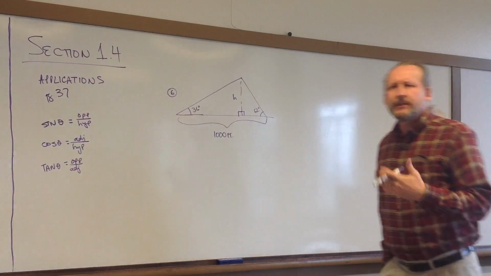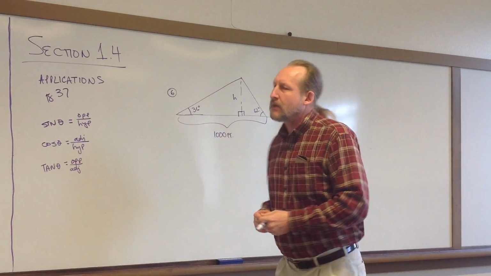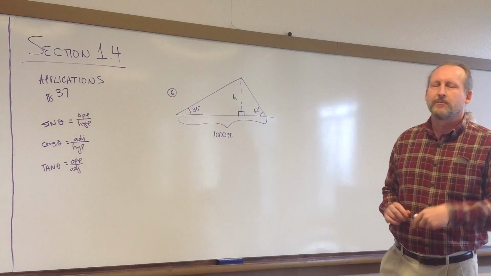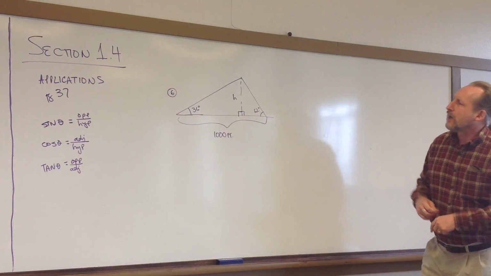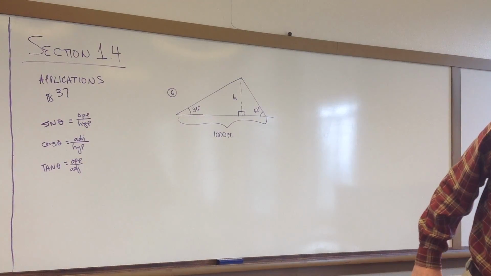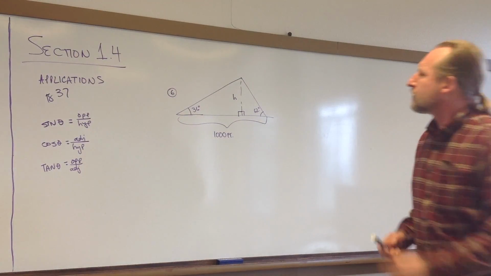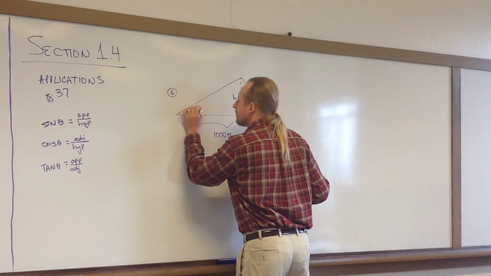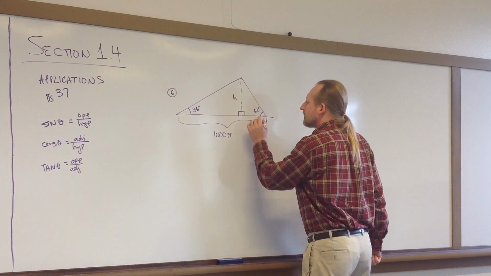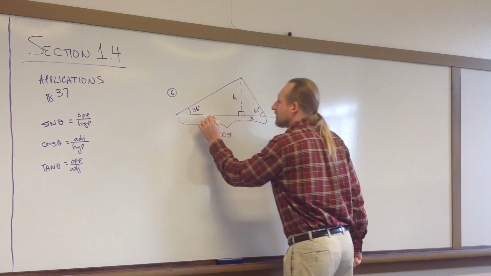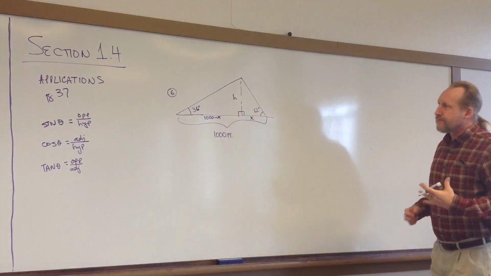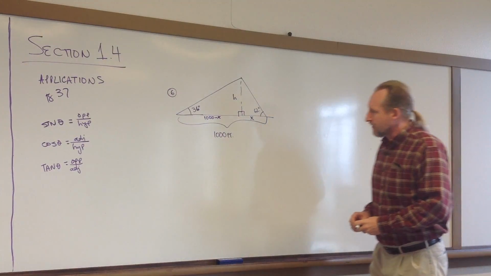Now, some of these problems, we could use trigonometric formulas from later in the textbook, but I'm trying to stay away from that and only use the information that we've learned so far. So I'm going to call this x, and I'll call this 1,000 minus x. It's a very common mathematical trick.